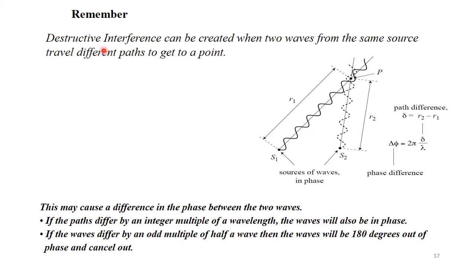Remember that destructive interference can be created when two waves from the same source travel different paths to get to a point. This may cause a difference in phase between the two waves. If the paths differ by an integer multiple of a wavelength, the waves will be in phase. If the paths differ by an odd multiple of half a wavelength, the waves will be 180 degrees out of phase and cancel out. The path difference can be represented by these formulas, and it shows the phase difference between the two waves.